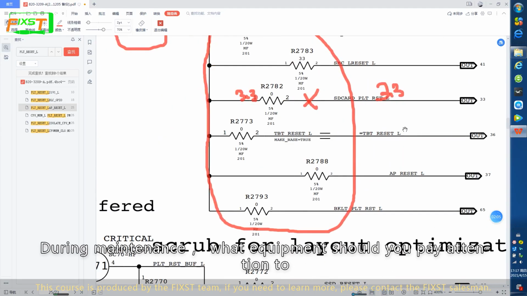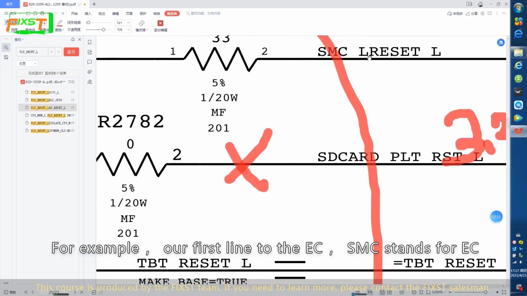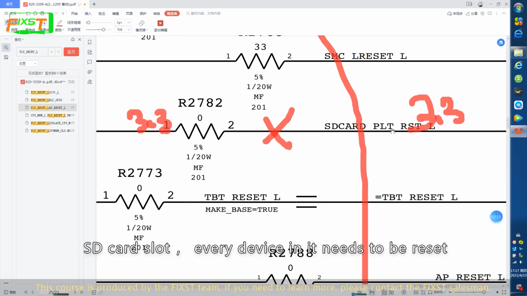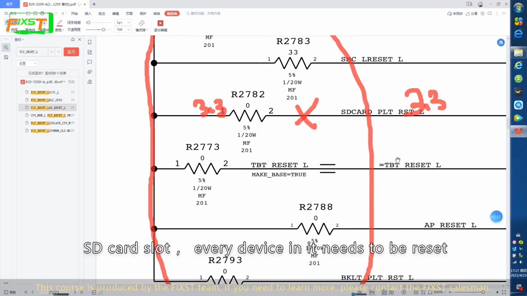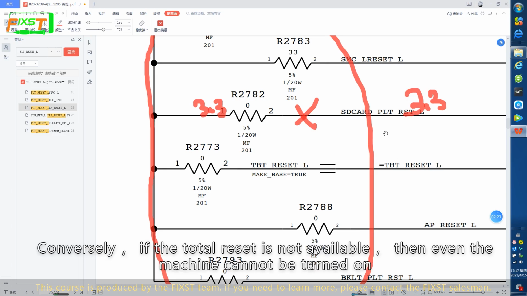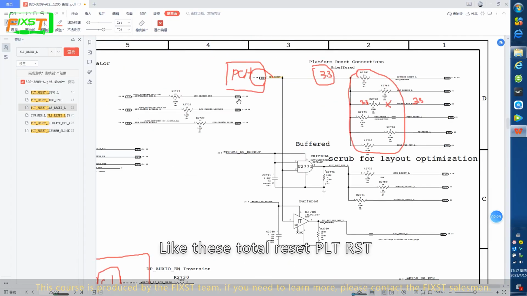During maintenance, what equipment should you pay attention to? For example, our first line is to the EC, the MC stands for EC, and the SD card slot. Every device in it needs a reset. As long as one reset is abnormal, its corresponding device cannot work. Conversely, if the total reset is not available, then even the machine cannot be turned on. Like this total reset PLT RST.